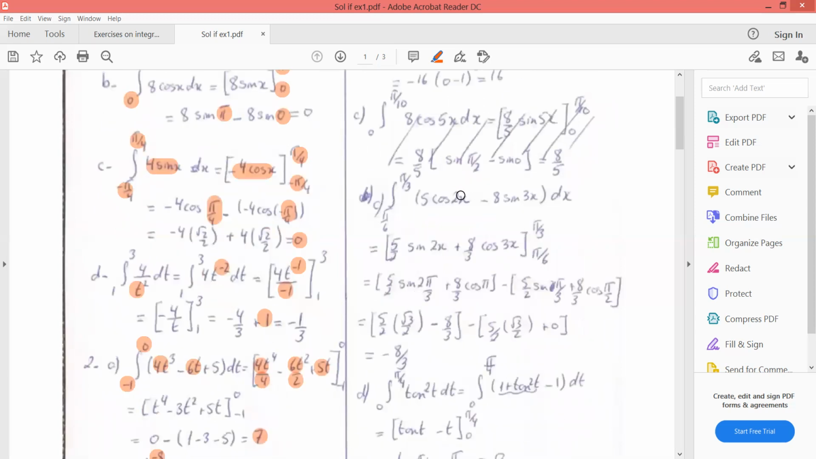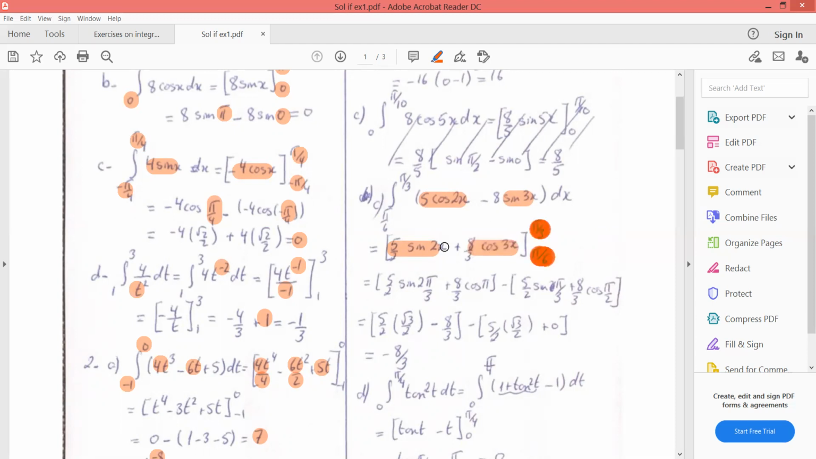Part C. First I take the integral of this. What is the integral of cosine? 1 over a sin ax. So this becomes 5 over 2 sin 2x. The integral of sine is minus 1 over a, so minus 8 over minus 3 becomes 8 over 3 cosine 3x between pi over 6 and pi over 3.